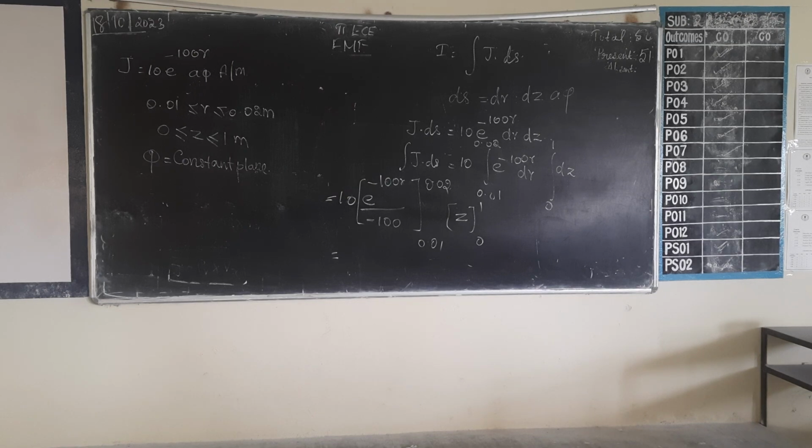Answer, girls. Be fast, girls. Not many answers are coming from the girls. 1.3 into 10 power minus 3. What is that? It is for e power minus 100, everything. It is 1.353 into 10 power minus 3. The minus sign is there: minus 1.353 into 10 power minus 3.